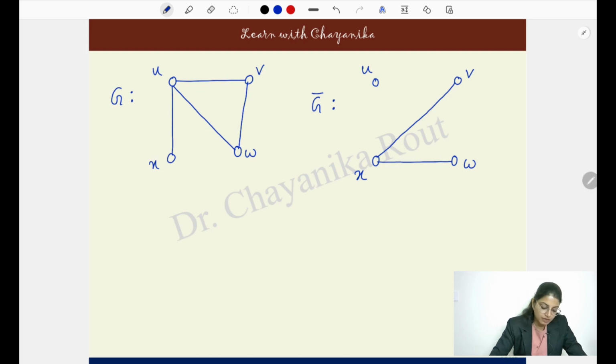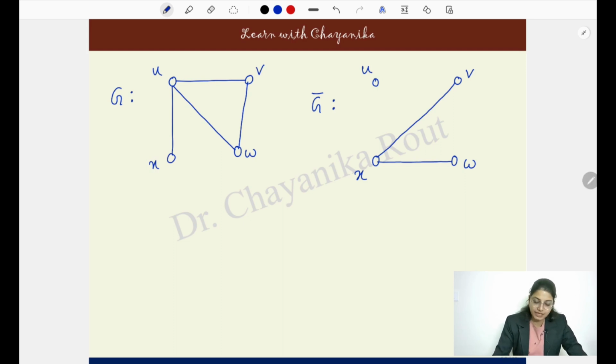See, we have 4 vertices. So together they will form K4. Now K4 has number of edges 6. In the graph, we already have 4 edges. So 6 minus 4, 2 edges should be present in the complement, and we have already drawn the correct 2 edges. So this is G complement.